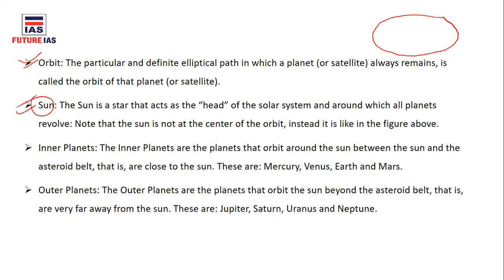All right, I have told you about the sun. The sun is also called the head of the solar system because it consists of very hot gaseous particles, and because of that all our solar system receives light from the sun, right?